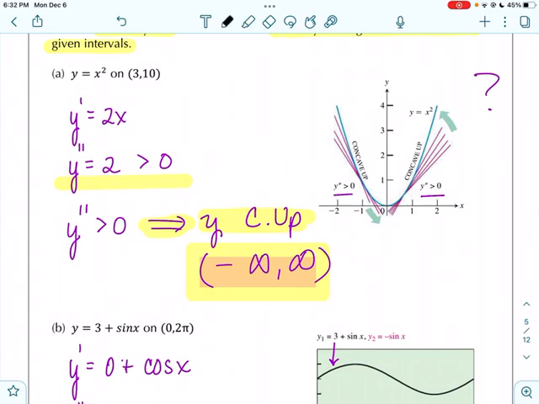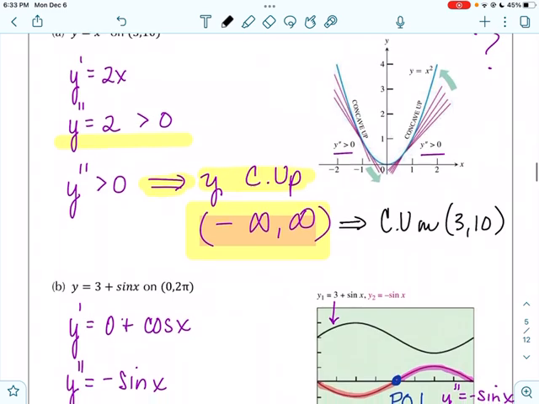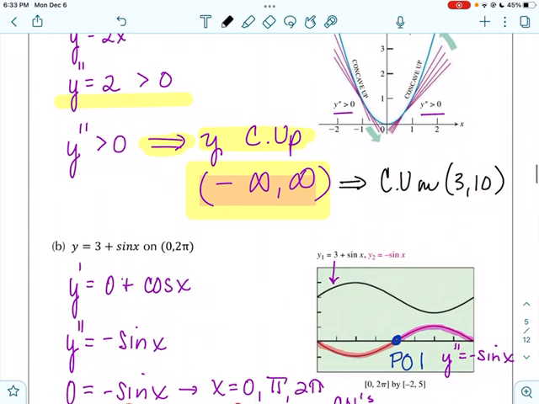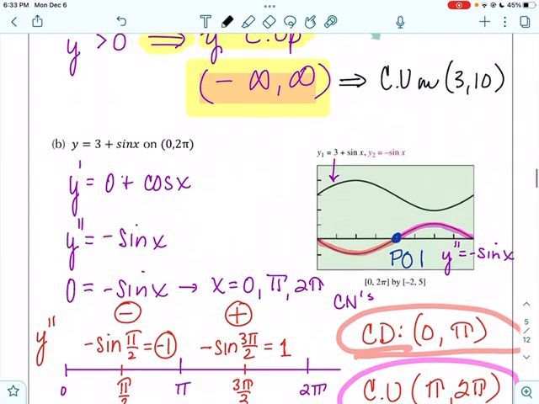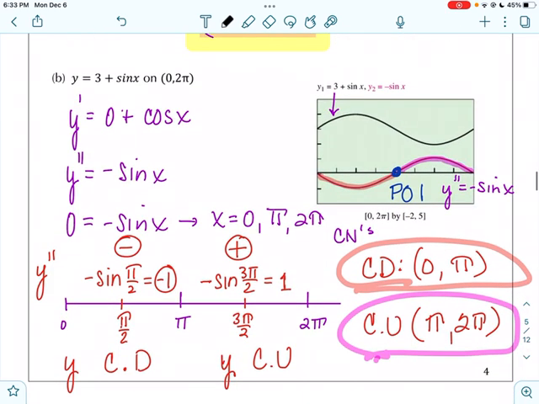So then we can conclude that it's concave up on the interval from 3 to 10. I think that's what it was saying. Okay. And then on the next example, we have y is equal to 3 plus sine x, and we're only talking about the interval from 0 to 2 pi. So with this problem, we said, okay, well, the first derivative is given, it's 0 plus cosine x. And then the second derivative, which we'll use in this problem, is negative sine x.